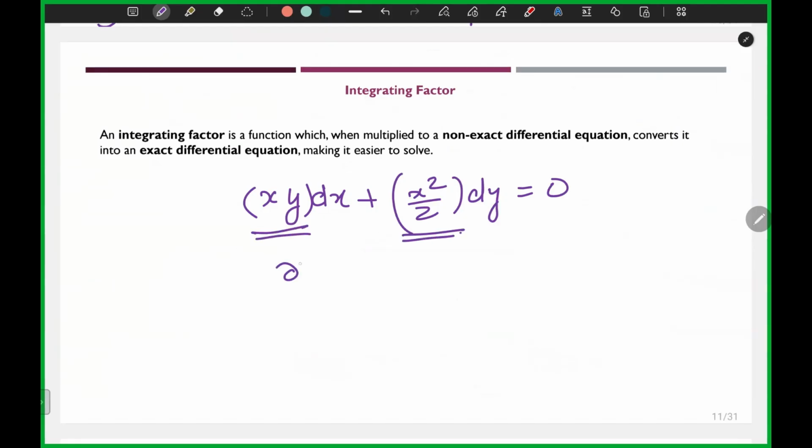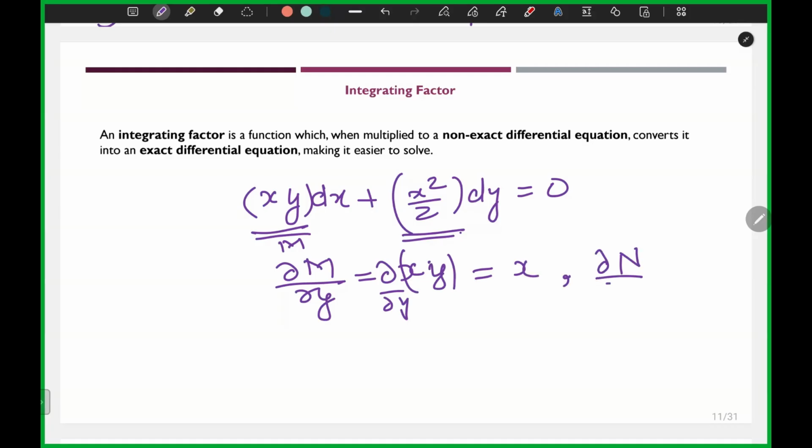So this is del M over del y. What is it? It is x. You can write it like this, xy, and this is x. What is del N over del x? This is our N, 2x by 2 equals x. So now the equation is exact, right? Yes or no? Yes, sir.